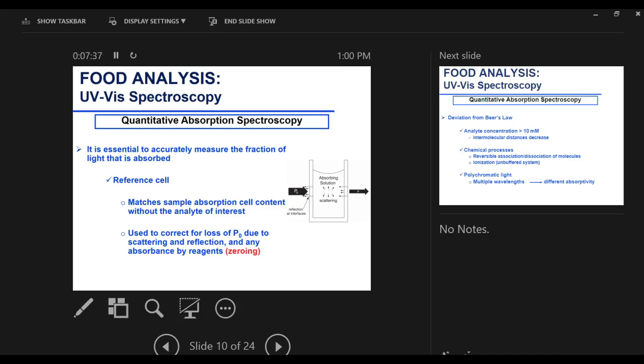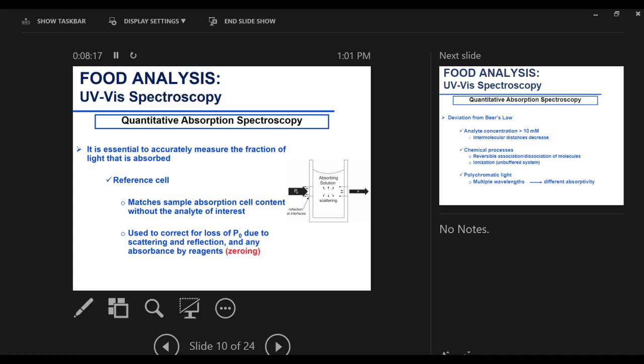It is essential to accurately measure the fraction of light that is absorbed. So basically what we do is we have our sample in a matrix. The carrying matrix, the solvent, the medium that the sample is in, may have components that also absorb light at the same wavelength. It might have components that scatter light, and then you have the reflection of the light that hits the cuvette where the sample is. So we always have a blank.